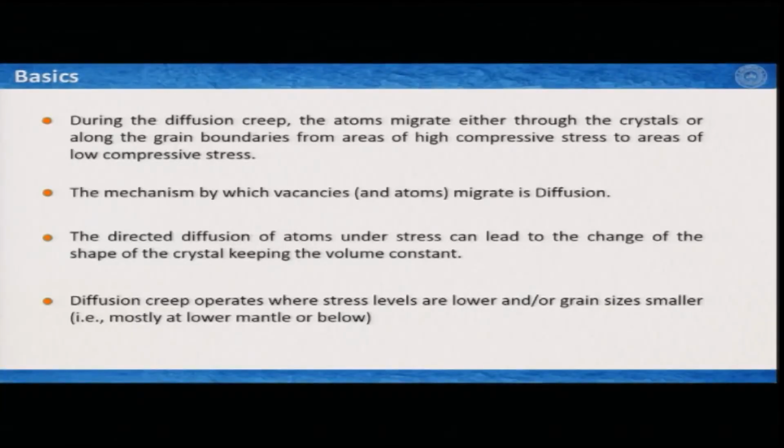And characteristically, these diffusion creeps, Nabarro-Herring creep and Coble creep, operate where the stress levels are very, very low and the grain size is extremely small, and this we generally get in the lower mantle or below of the earth. We will see why the grain size should be small, and even between these two processes, the grain size sensitivity is different in Nabarro-Herring creep and Coble creep.